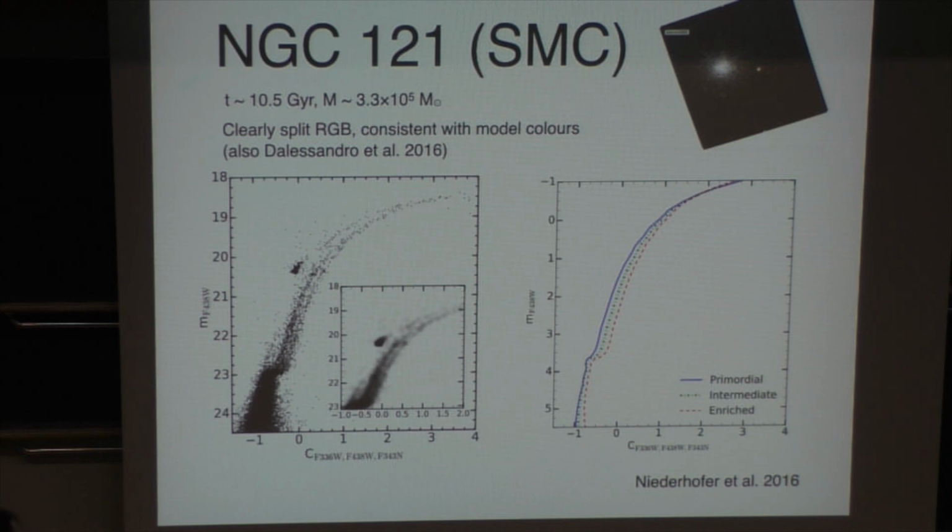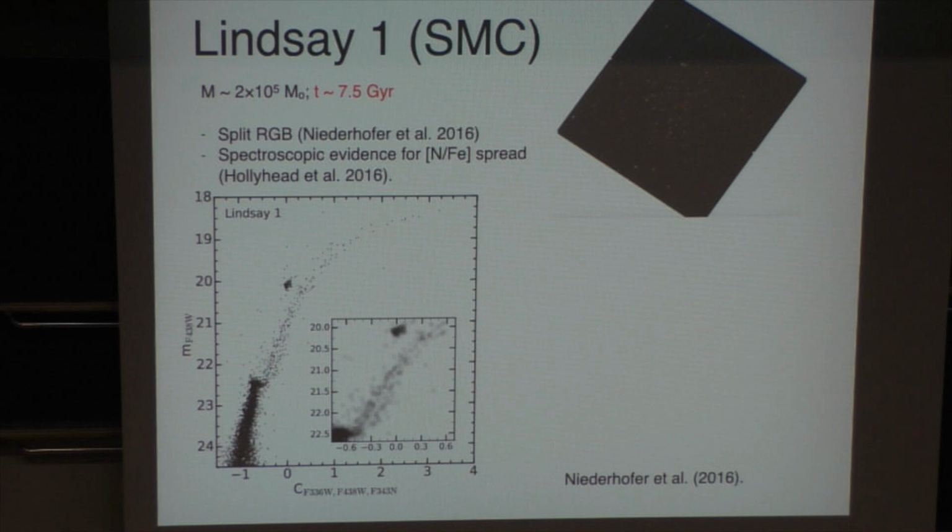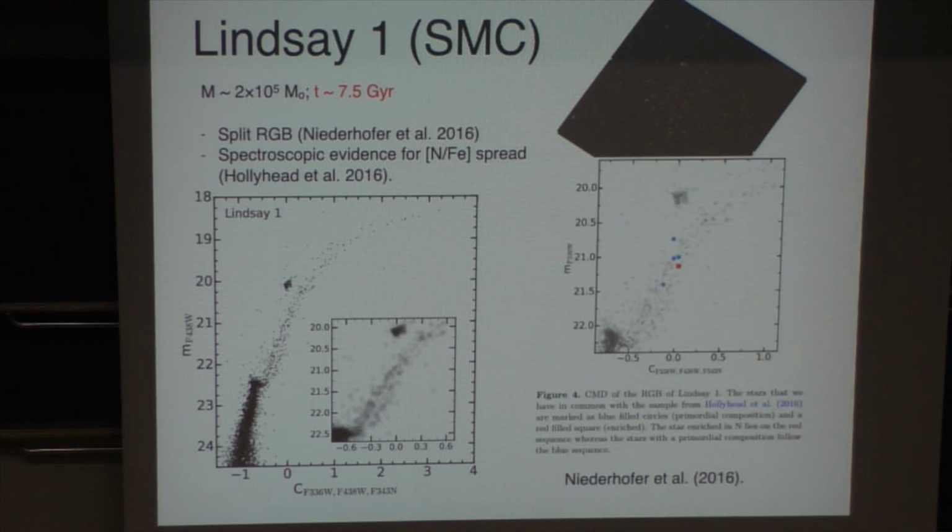The next one was Lindsay 1, that is now 7.5 gigayears old, with a mass of 2 times 10 to the 5 solar masses, where you again see the split RGB here. You see it a little bit more clearly in the Hess diagram there. So that looks like there's a nitrogen spread there, and that is again confirmed by spectroscopy that was done by Katie Hollyhead, where you see again the red marker there is a nitrogen-rich star, and the blue ones are nitrogen-poor stars. So it's a relatively small overlapping sample there, but it definitely looks like Lindsay 1 also has multiple populations. This would now be a formation redshift of about 1.